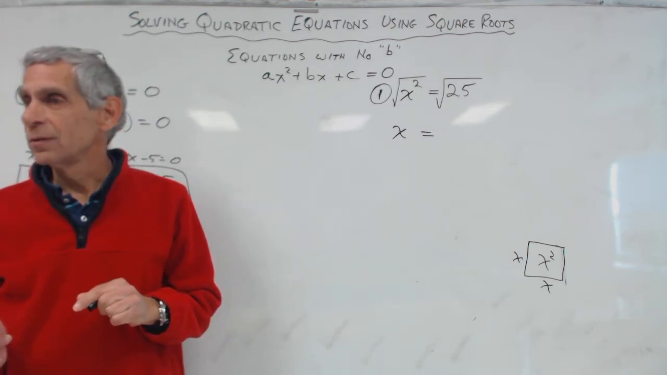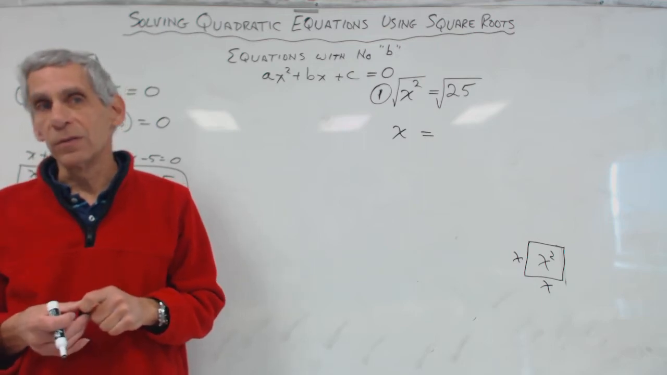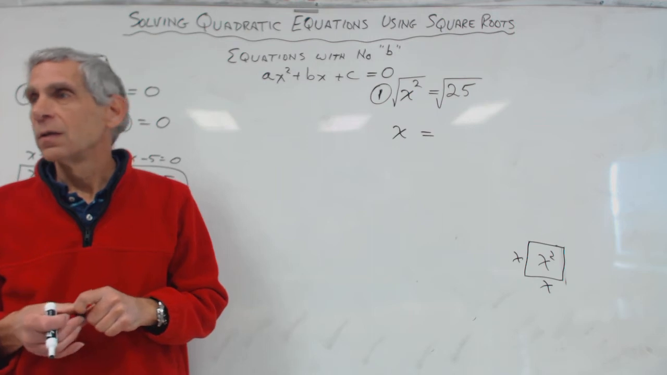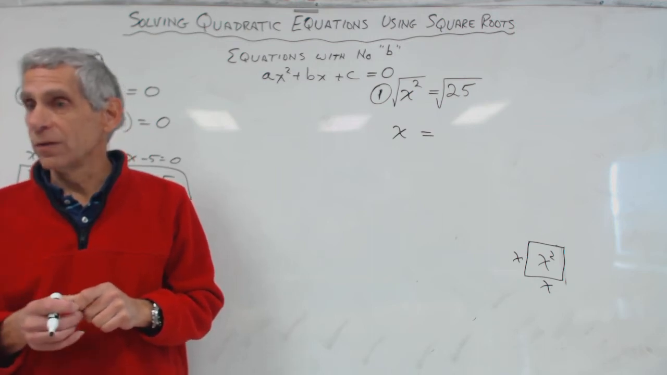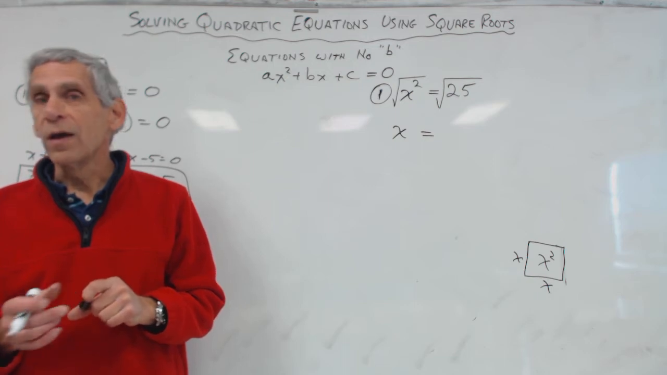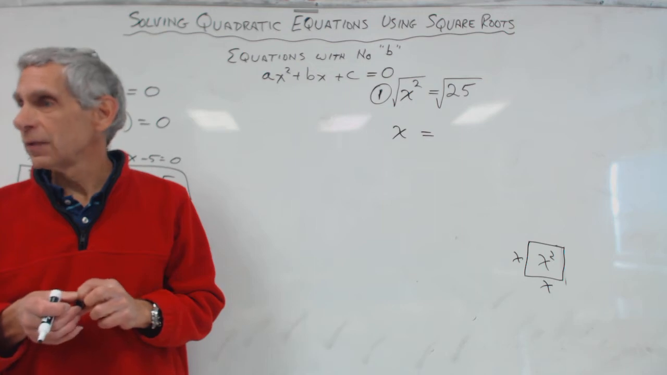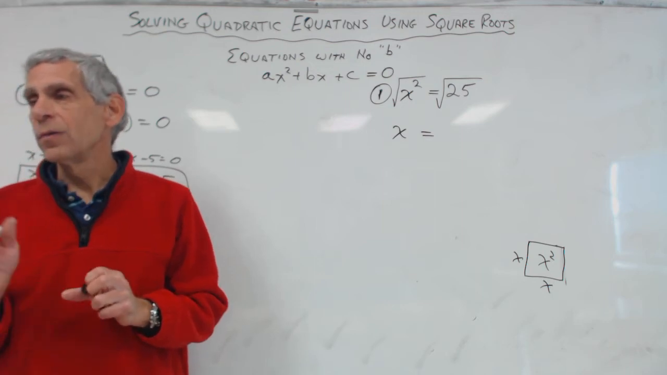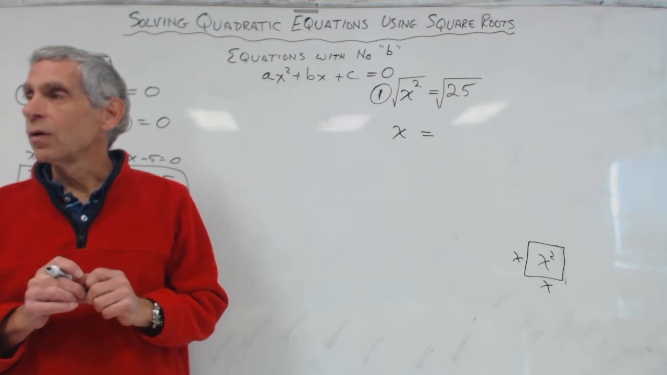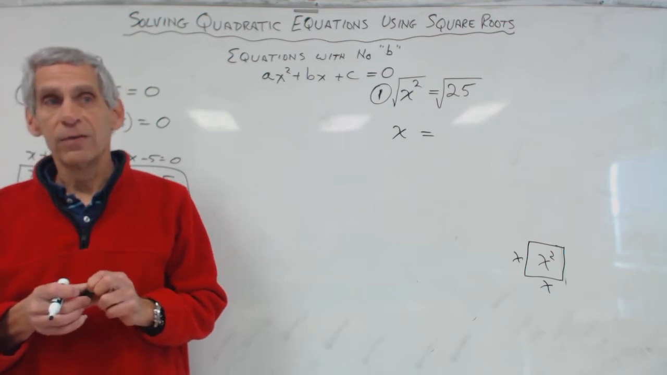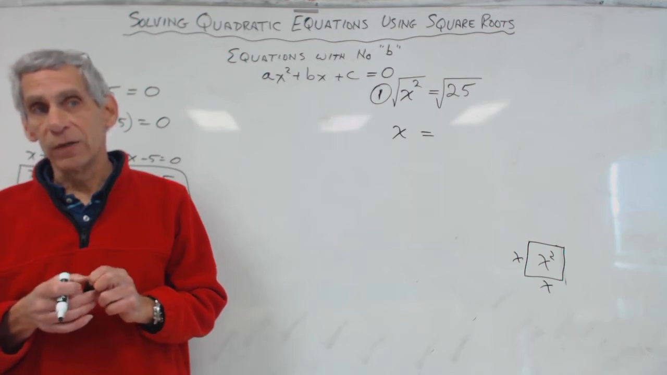Almost. What times what equals 25? What are all your possibilities? 5 times 5, I agree. So 5 is one of them. But what else could be times itself to give you positive 25? It's got to be the square root. It's got to be the same number. What about negative 5? Is negative 5 times negative 5 25?